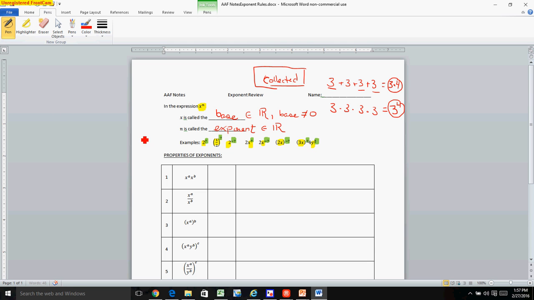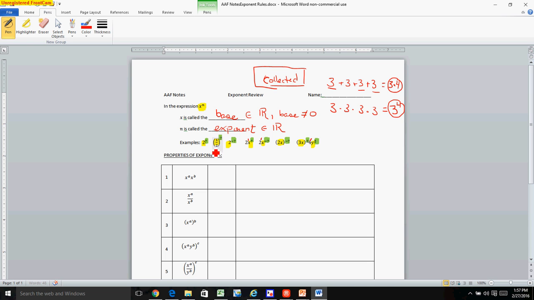I mean, technically, I don't want to leave these guys left out. This 2 does have an exponent with it. It is a base, but its exponent is 1. This 2 is a base. Its exponent is 1. This 4 is a base. Its exponent is 1. Right?